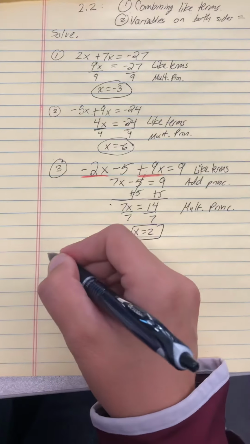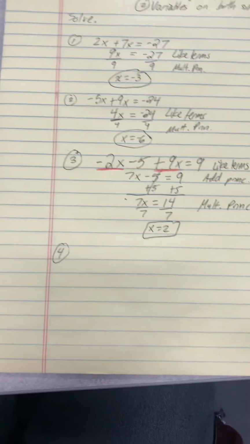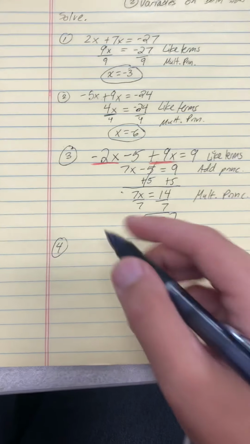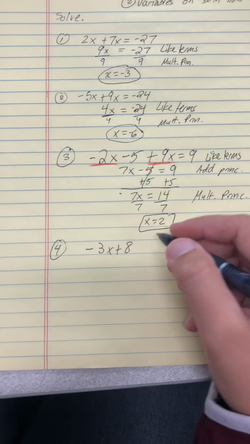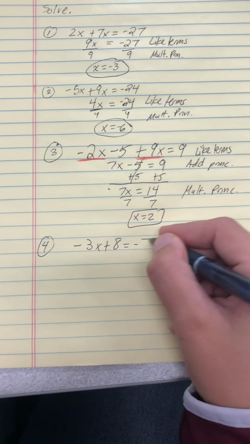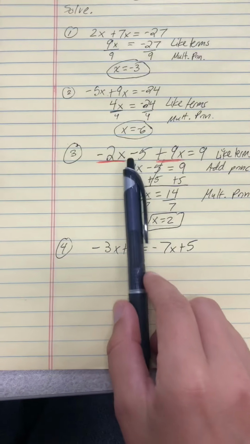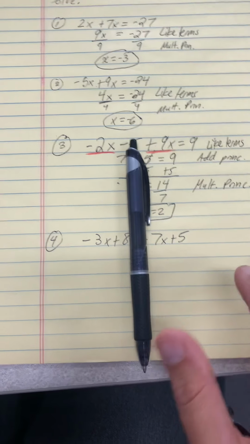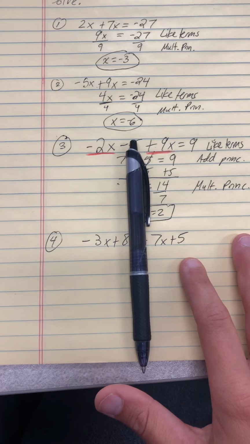All right, moving on to another idea. Like terms is something you're always going to do. It's what we've been doing since last chapter. Now, what about this type of problem? Negative 3x plus 8 equals negative 7x plus 5. If I were to use my pen to cover up the equal sign, there is an issue. I have an x over here, and I also have an x over here.